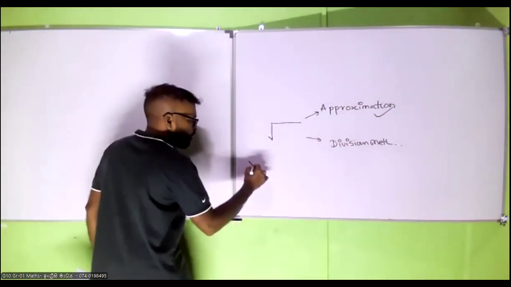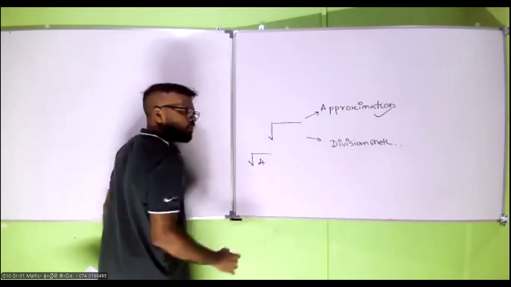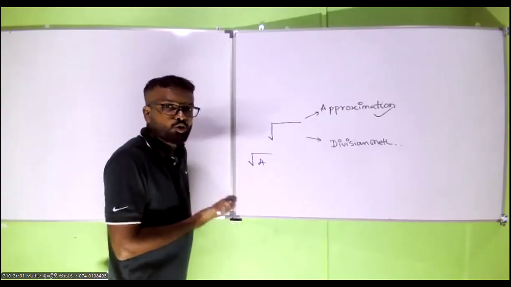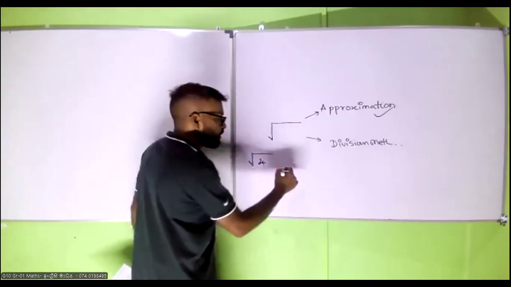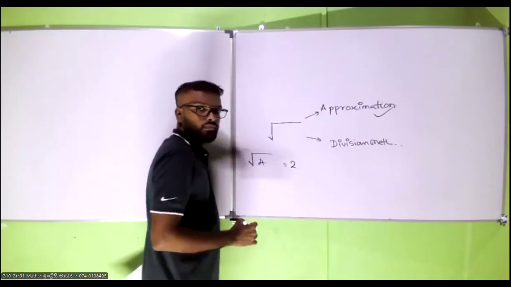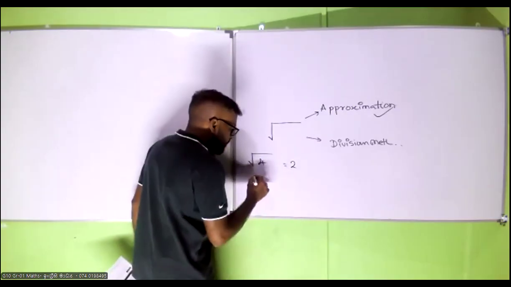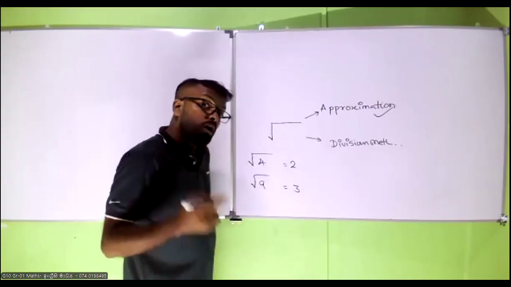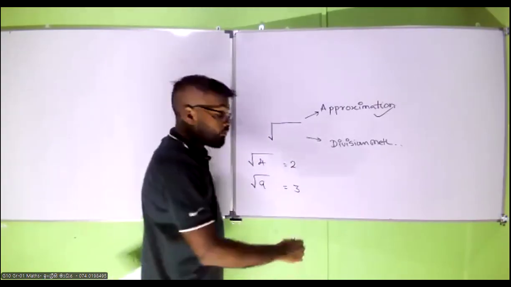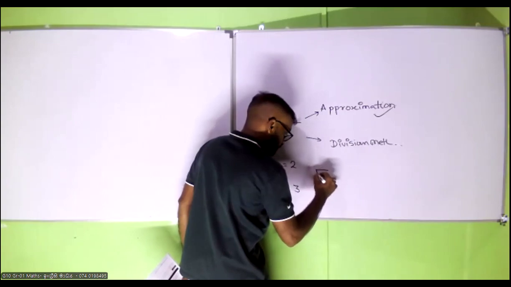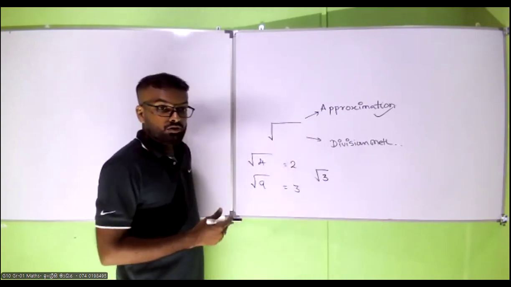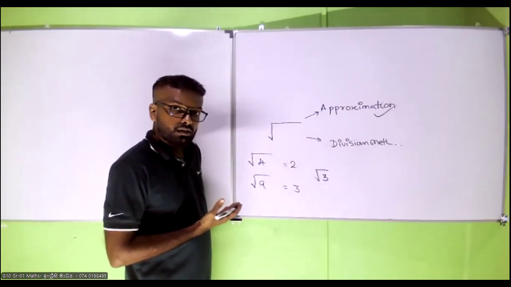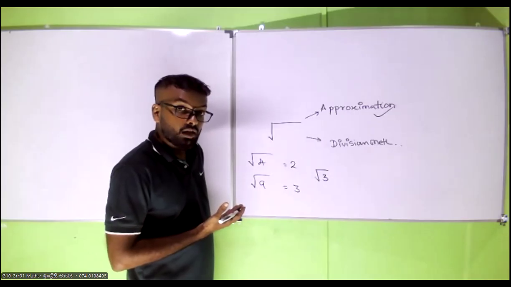You know how to obtain the square root of 4. You directly know the answer: the square root of 4 is 2. You know the answer of the square root of 9, which is 3. Now I am asking, what is the square root of 3? What is the square root of positive 3? Can you say like that?